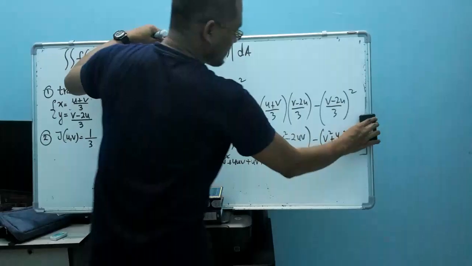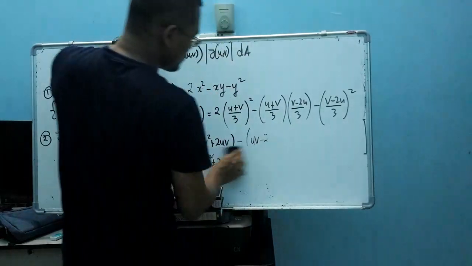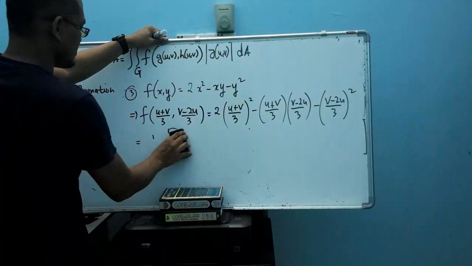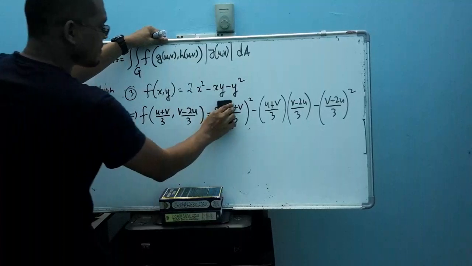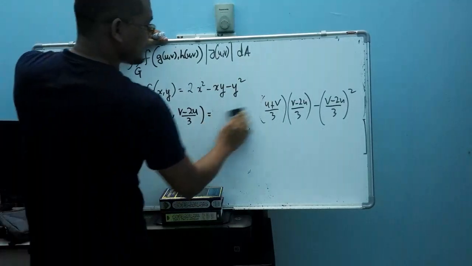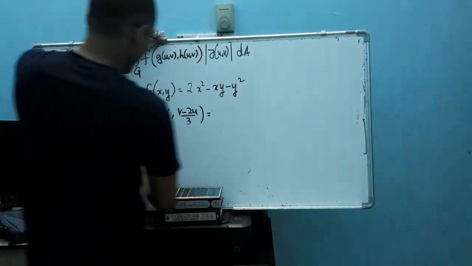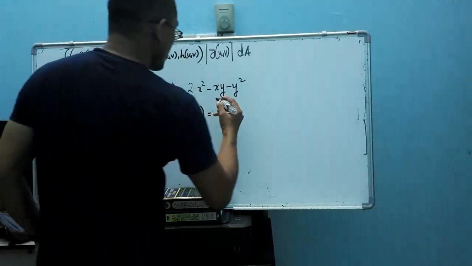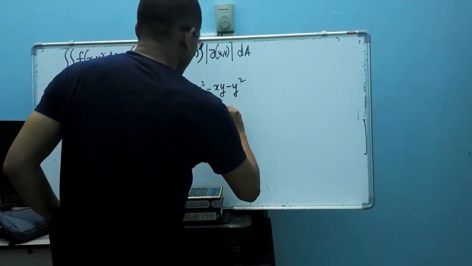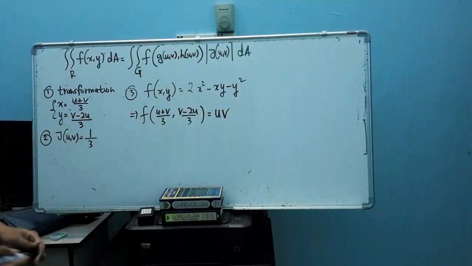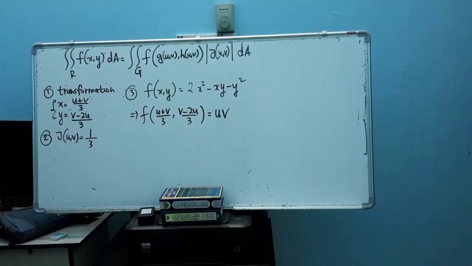In the end you only have uv. So this one is equal to uv. You can check. So this one equals uv. So we already come to the third step.